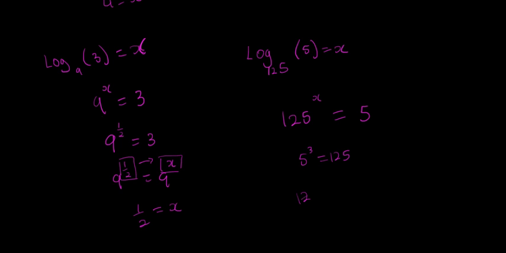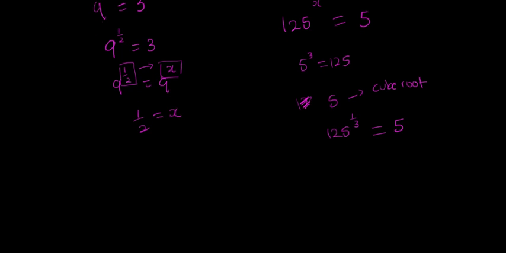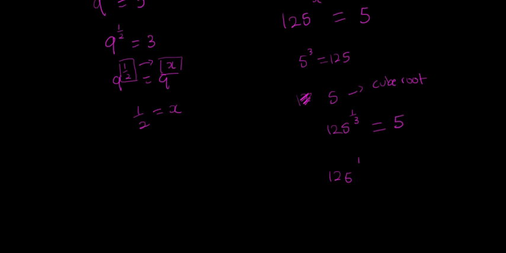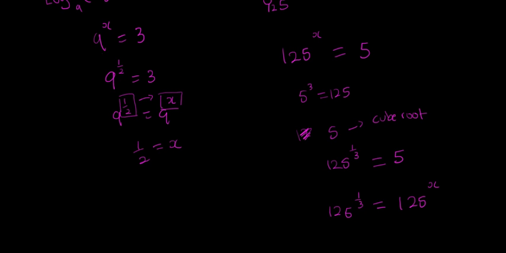Therefore 5 is the cube root of 125, right? So if I wrote 125 to the power 1 over 3, that should give me 5. But therefore 125 to the power 1 over 3 is exactly the same thing as 125 to the power x we're looking for. Just like in the previous example, 1 over 3 is equal to x.